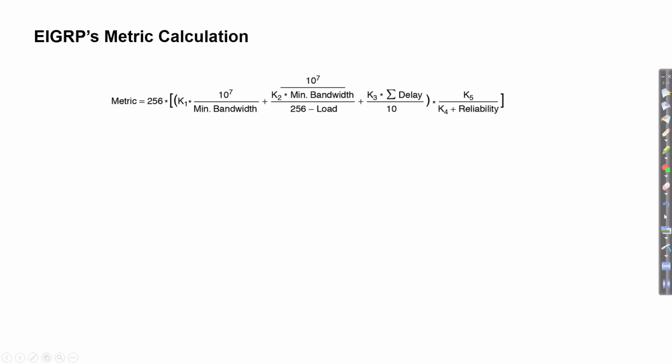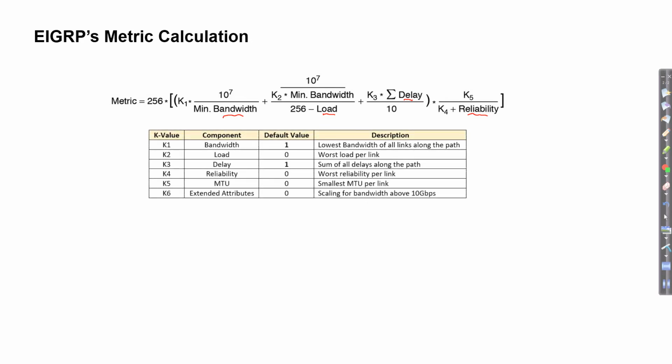And that metric calculation is this complex formula here. To behave like a link state routing protocol, EIGRP uses variables such as bandwidth, load, delay, and reliability. But those variables can be activated or deactivated with the K-values, and I have a table here so we can go over them. First on the table is K1, which represents the bandwidth, and EIGRP will use the lowest bandwidth along all links.